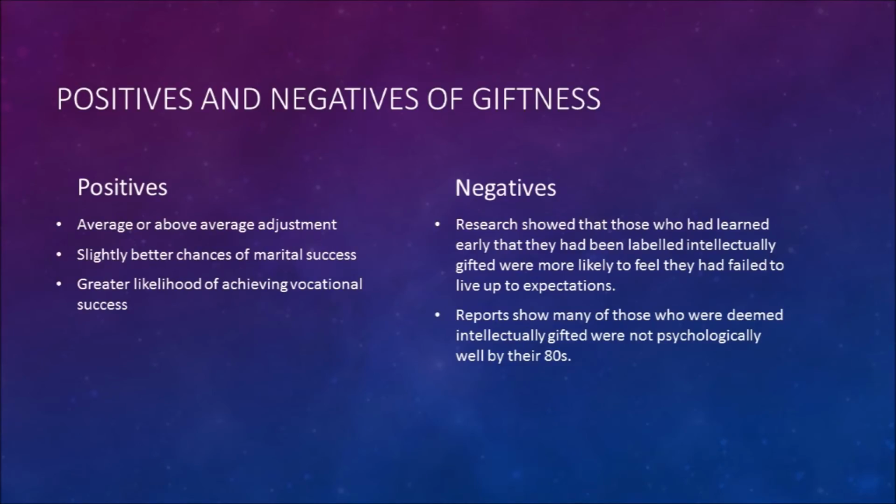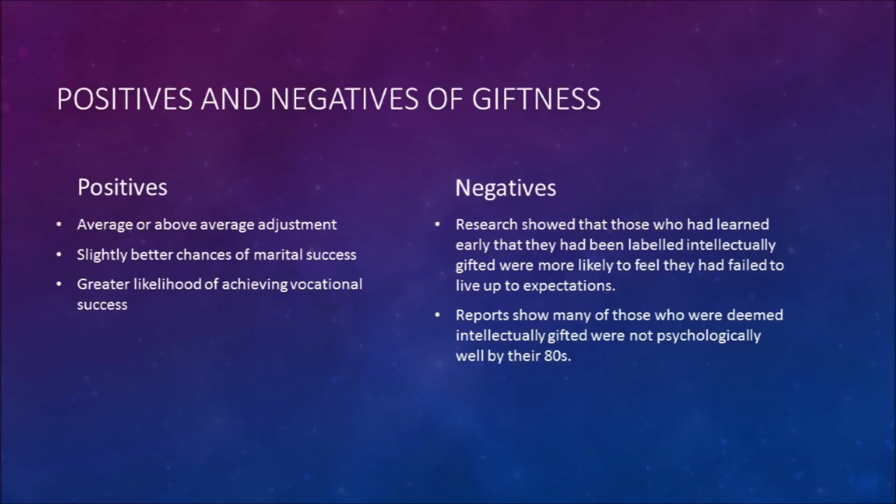A common notion, at least since the days of the Roman Empire, is that extreme intelligence is associated with maladjustment. Data suggests that gifted people tend to have average or above average adjustment, slightly better chances of marital success, and far greater likelihood of achieving vocational success than the general population.